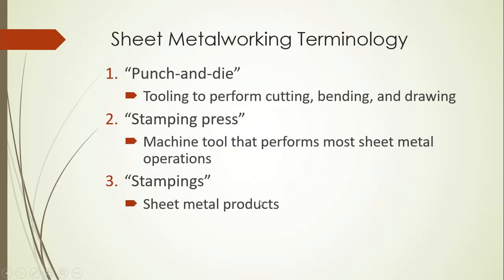Then sheet metal working terminologies, that is punch and die. It is tooling to perform cutting, bending and drawing operations. Then stamping press, a machine tool that performs most sheet metal operations. And stamping: whatever products are manufactured from sheet metal, we call them sheet metal products. We have to concentrate on the punch and the die operations. In that way we are performing the cutting, bending and drawing operations.